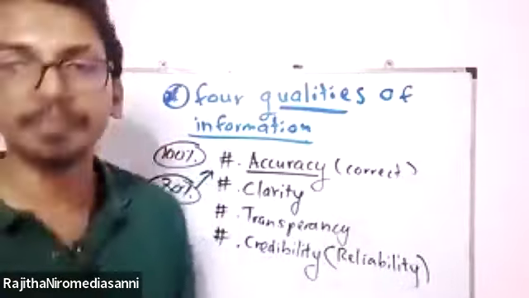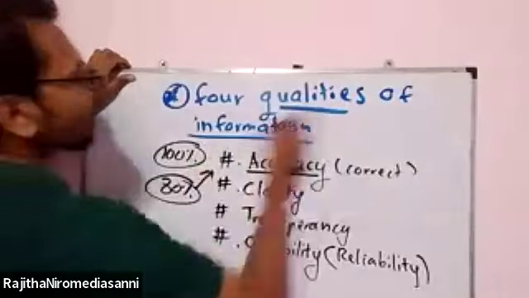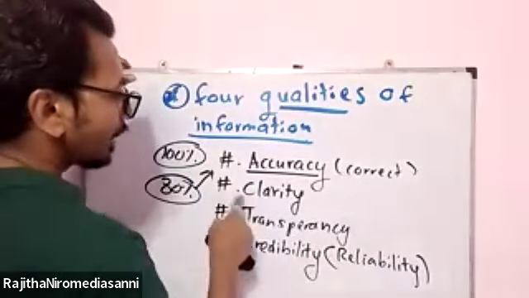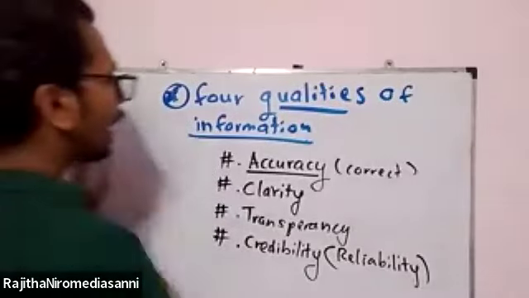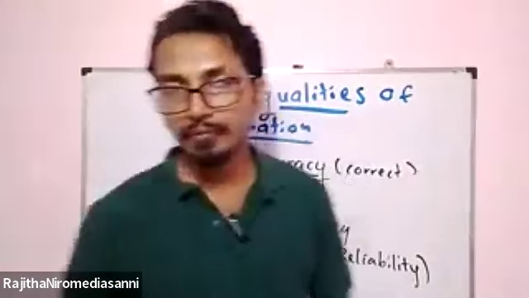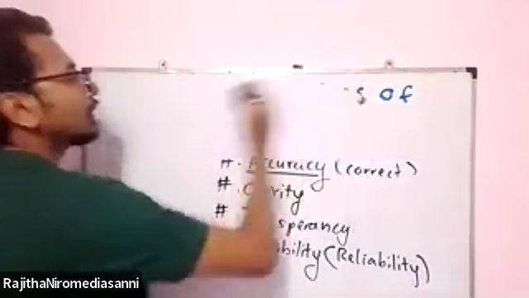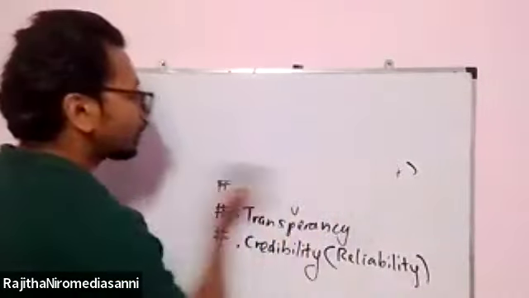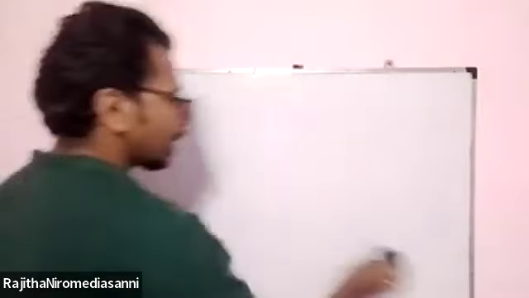Now it's clear, right? So the second point is over. Four qualities of information: accuracy, clarity, transparency, credibility. And the last point is one thing: the two main types of information, factual and social information. Got the point, right?